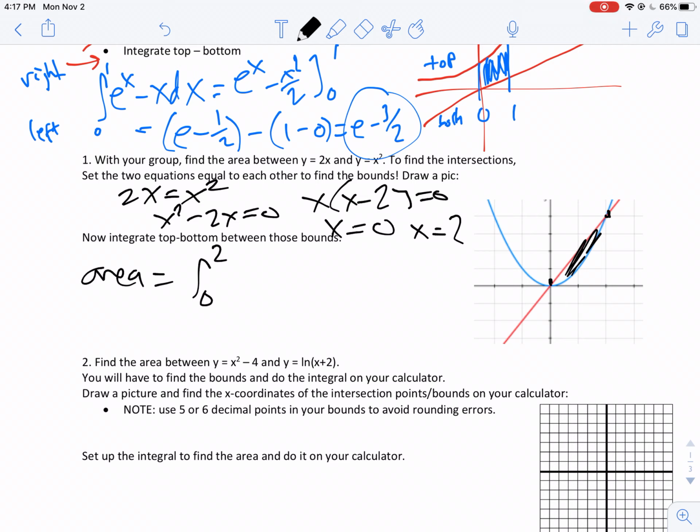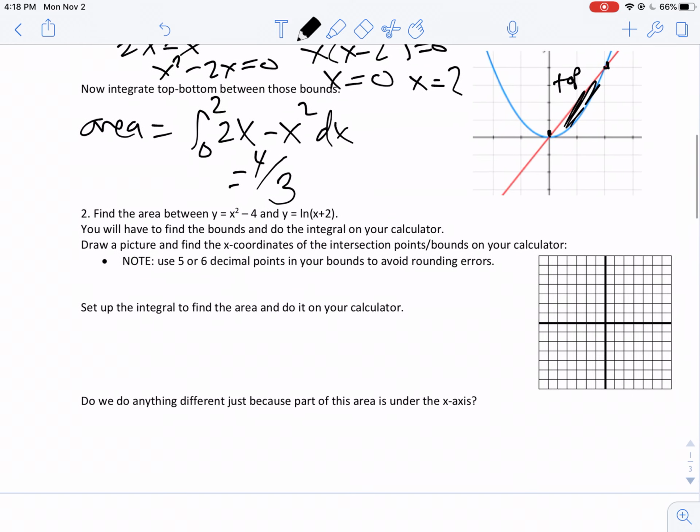And we can see from the picture that the red curve, the line, is on top, so you'll get 2x minus x squared. If you accidentally put the wrong one on bottom and switch the order, you'll just get a negative sign, which makes no sense. So I'll just go back and flip the order. Anyway, you work that out and you get 4/3.